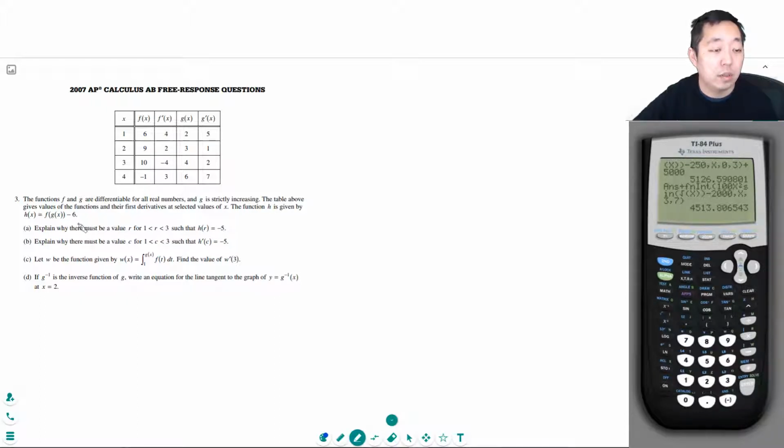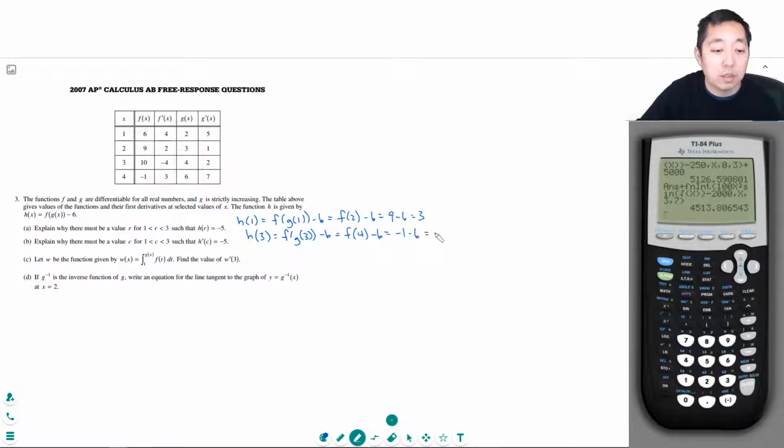Let's compute the bounds. H of 1 is equal to f of g of 1 minus 6. G of 1 is 2, so that's f of 2 minus 6, because I replace g of 1 with 2. F of 2 is 9. 9 minus 6 is equal to 3. H of 3 is f of g of 3 minus 6. What's g of 3? G of 3 is 4, so that's f of 4 minus 6. F of 4 is negative 1, minus 6, is equal to negative 7.